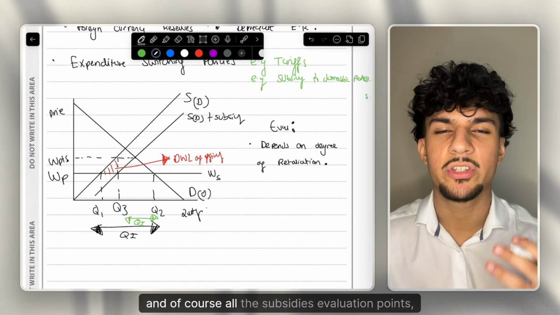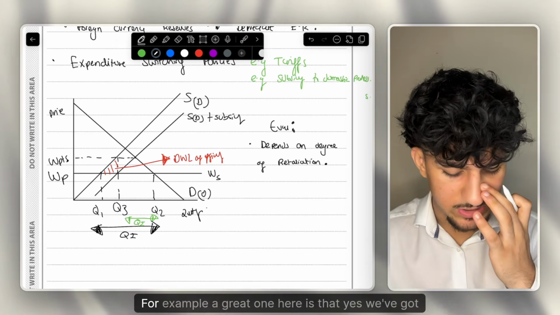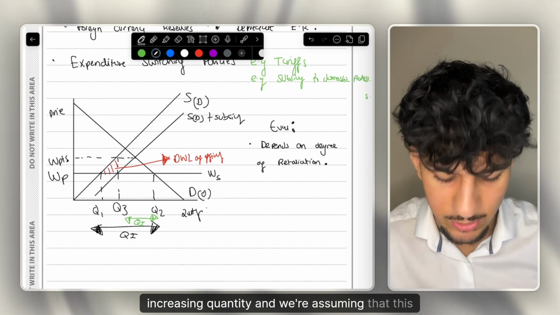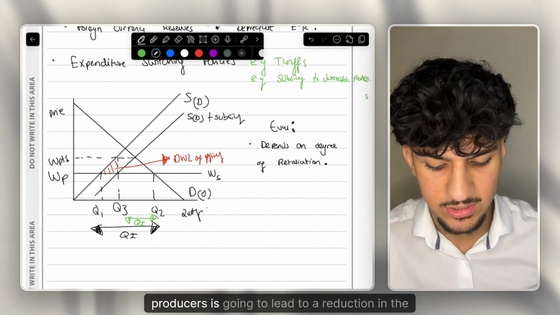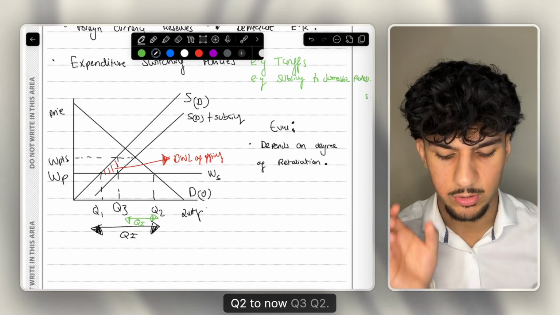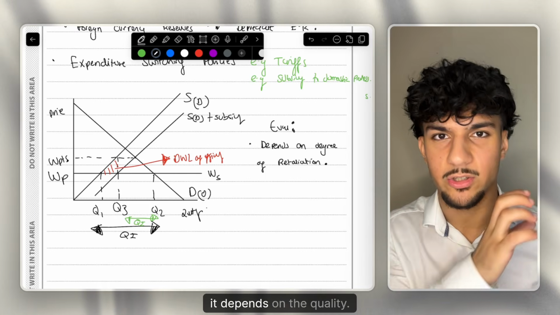And of course, all the subsidies evaluation points you've learned in micro still work quite well here as well. For example, a great one is that, yes, we've got an increase in quantity, and we're assuming that this increase in quantity supplied by domestic producers is going to lead to a reduction in the quantity imported from Q1, Q2 to now Q3, Q2. But this also doesn't just depend on the quantity, it depends on the quality.